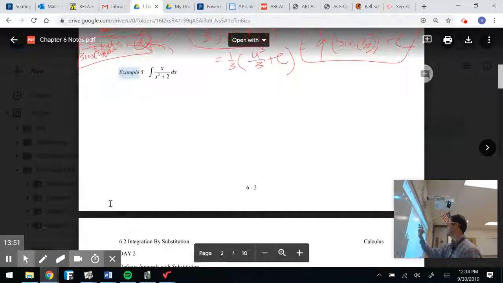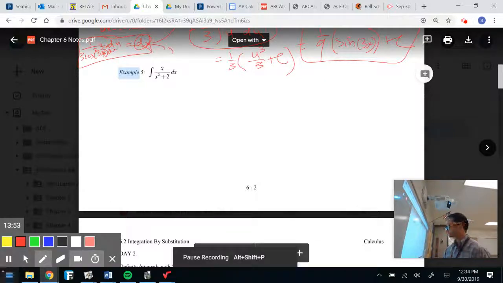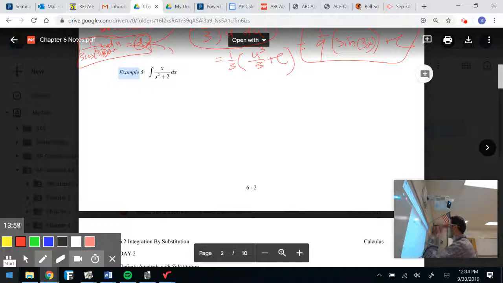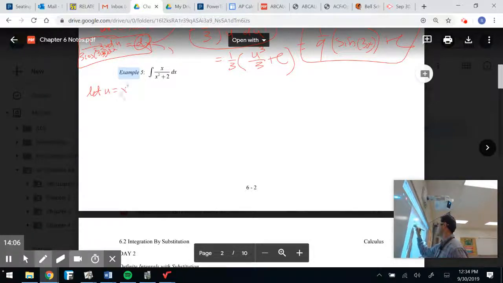Kind of fun. Example 5. Whoa, this one, does this really look like it would be a chain rule or a composition of 2 functions? Well, there's a lot of things I could try. We're not going to go through the whole gamut. This is definitely a u sub. Now, why is it a u sub? Because I have a function, which is x squared plus 2.